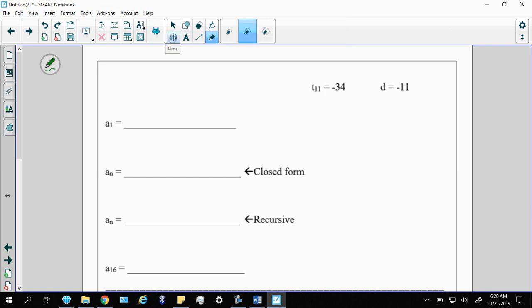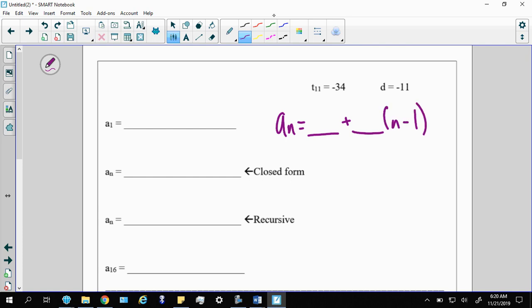Now, we've done several of these now. So in order to find it, a of n is equal to something plus something times n minus 1. You already know what your common difference is. It's negative 11. What I don't know is what my first term is. Now, negative 34 will go in for a of n. 11 will go in for n.